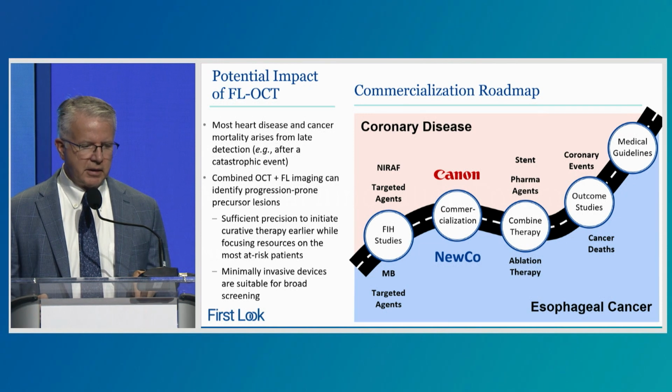So to conclude, by combining OCT microstructural imaging with fluorescence molecular imaging, we are pioneering a transformative new approach to early disease detection by enabling clinicians to identify and treat these precursor lesions before they progress, ultimately saving lives and reducing the global burden of heart disease and cancer.